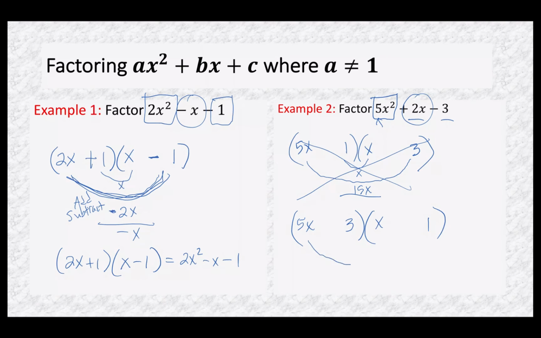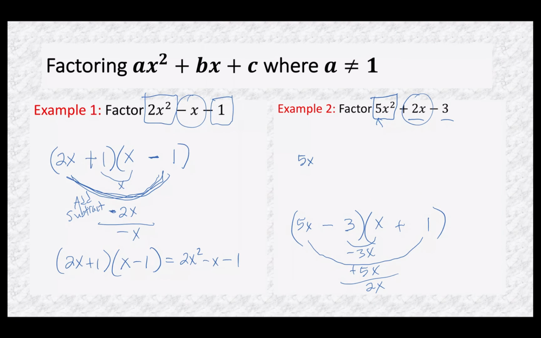The next one I do, the big smiley face and the little smiley face, I've got a 5x and a 3x, and I think, is there any way that I can get a 2x out of this? And there sure is. What I can do is have a negative 3x and a positive 5x, and those add up to 2x. Now I'll just place the minus with the 3x, the plus with the 1, and I've then got the factored form. Hooray! So the final answer is 5x minus 3 times x plus 1.